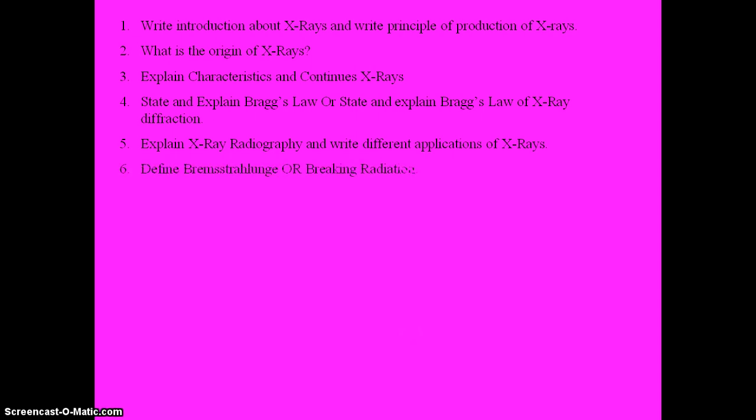Define Bremsstrahlung or braking radiation. Very important, very important. It appears a number of times in the previous papers, and maybe it will appear in this paper also, which we are continuing, right?